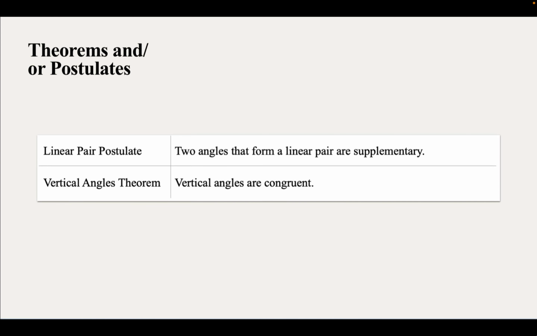Linear pair postulate says that two angles that form a linear pair are supplementary. It's also really similar to the definition of a linear pair. Vertical angles theorem: vertical angles are congruent. So anytime you have vertical angles, you know that they are congruent.